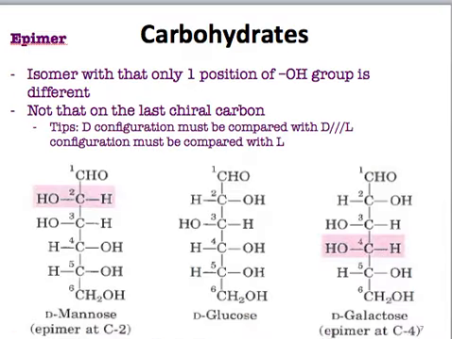Next, epimer is an isomer in which only one position of hydroxyl group differs from the other. However, it must be in the same configuration and carbon number first of all. Here are examples: D-glucose and D-mannose are epimers of each other at carbon number 2, while D-glucose and D-galactose are epimers of each other at carbon number 4.